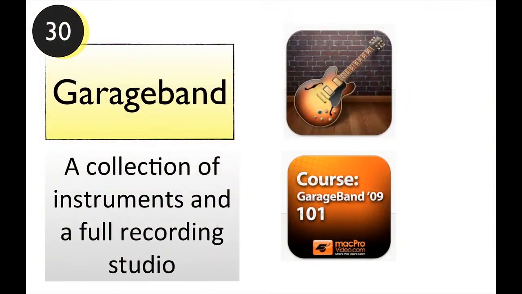GarageBand is the best music app you can get. It's a Mac app, so if you've got a Mac computer, you'd get GarageBand, which comes with your Mac OS X. It is a collection of instruments. It's a full recording studio. And there's also another app there called GarageBand 101. So how do you actually use GarageBand? You can play the piano, the organ, the guitar, the drums, bass. You can produce podcasts. It is such a good app.